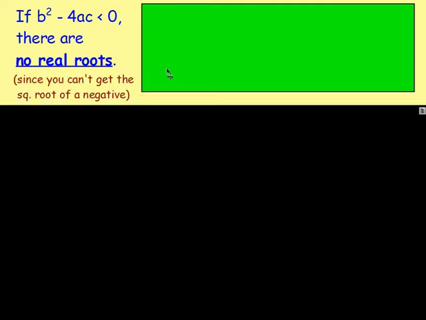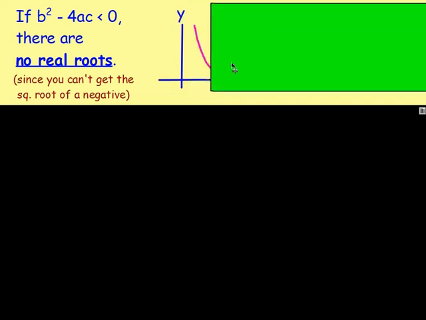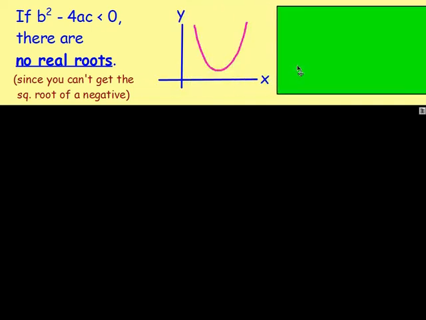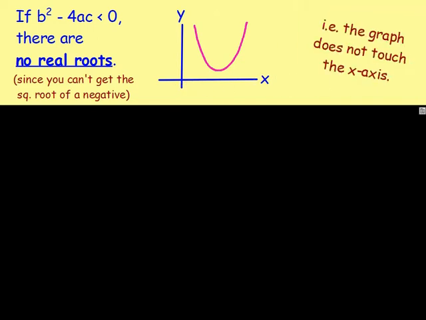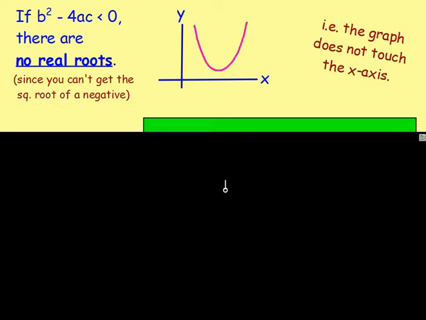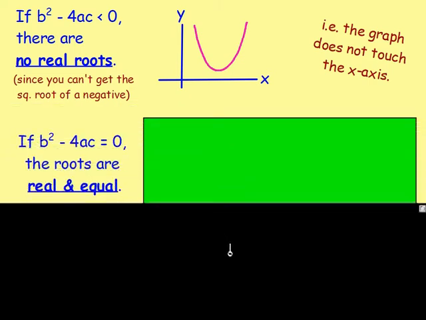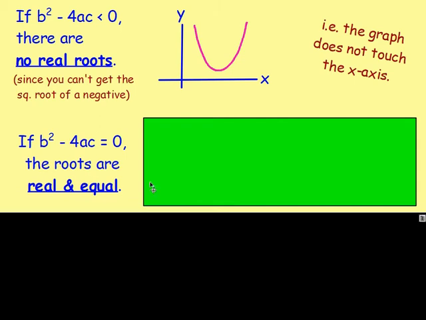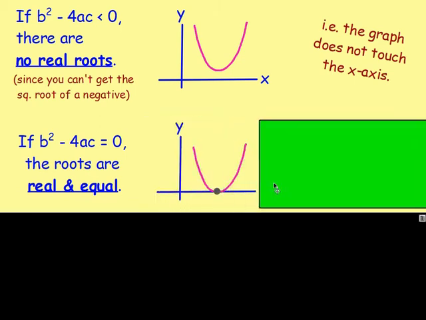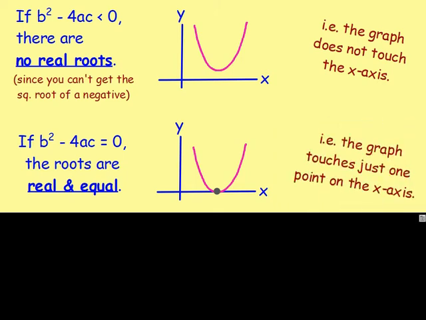What does that mean for your quadratic? Well, if you graphed it, it just means that there are no solutions. It means that the graph does not cross the x-axis or touch the x-axis in any way whatsoever. If you work out the discriminant, b squared minus 4ac, and you get it equal to 0, that means the roots are real and equal. And that means if you graph it, your graph will touch the x-axis in one place.